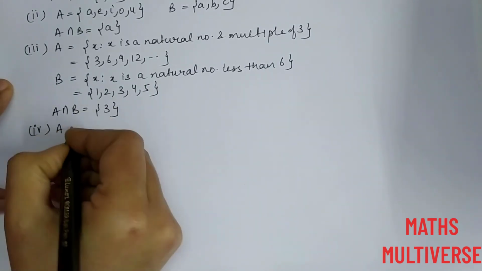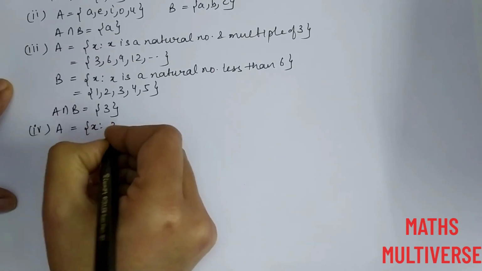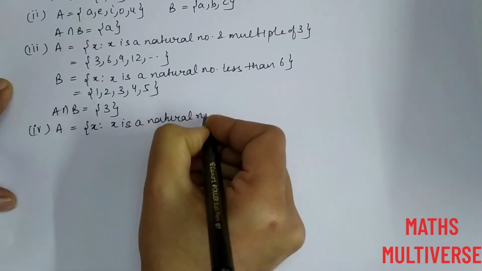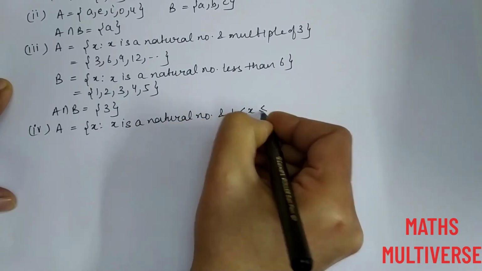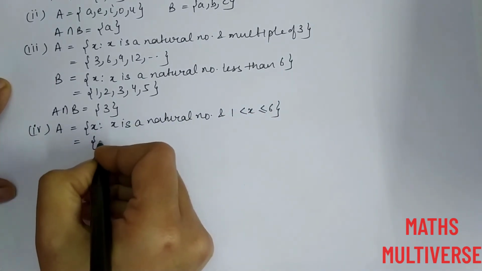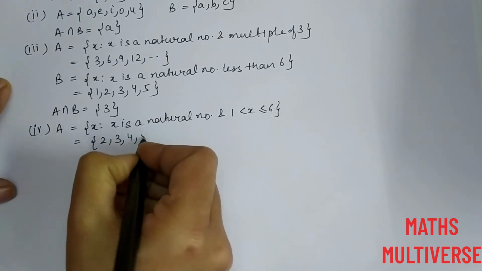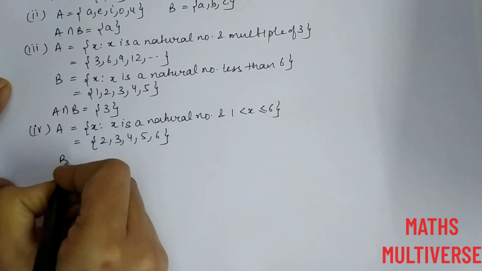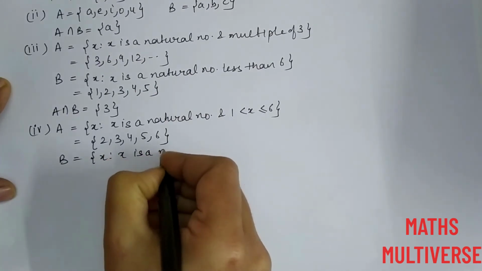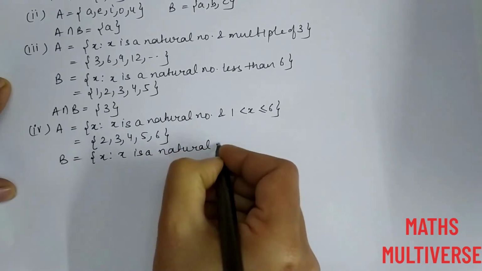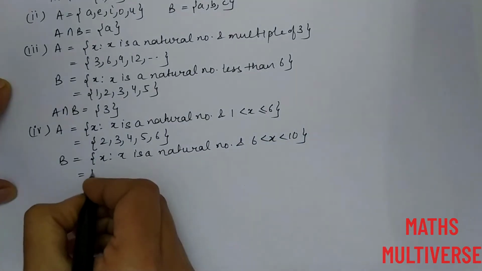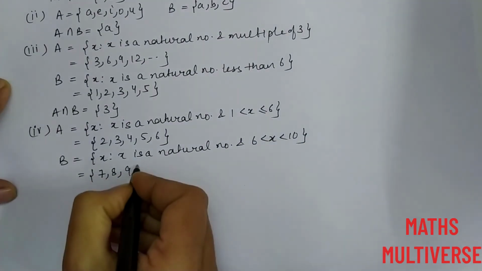In the fourth part, A is equal to {x such that x is a natural number and 1 < x ≤ 6}. So this will be equal to 2, 3, 4, 5, 6, and B is equal to {x such that x is a natural number and 6 < x < 10}. So we will have 7, 8 and 9.